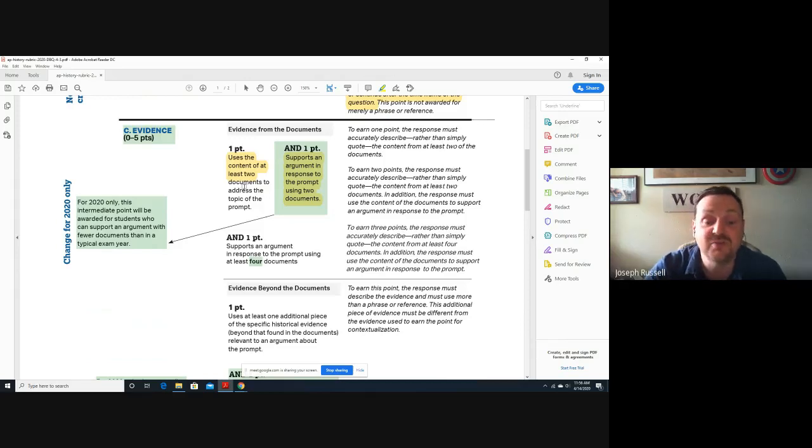Now, to get that third point, you need to do those things with 4 of the documents. Okay, so again we come back to the all or all but one, right? So 2 of the 3 points happen off of only 2 documents here in terms of evidence, right?